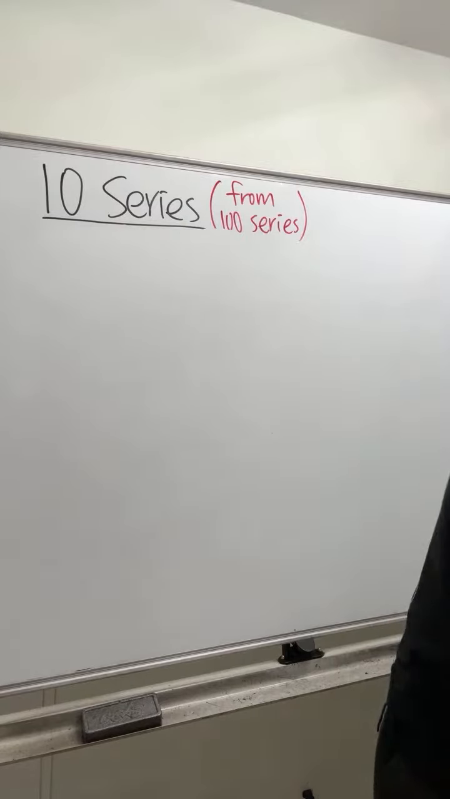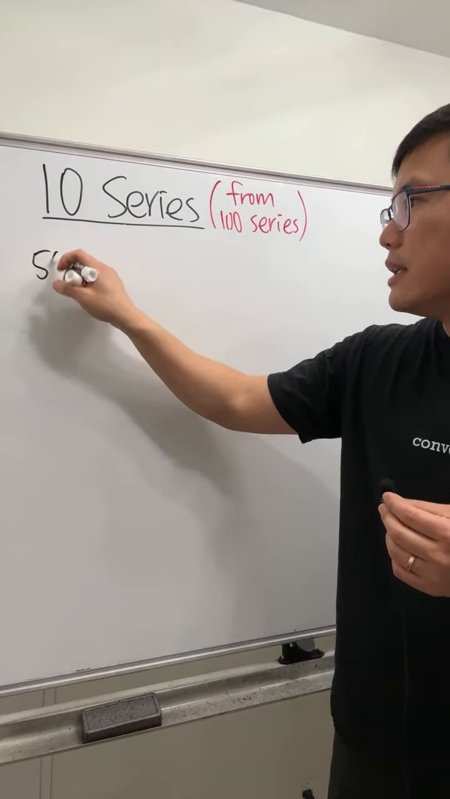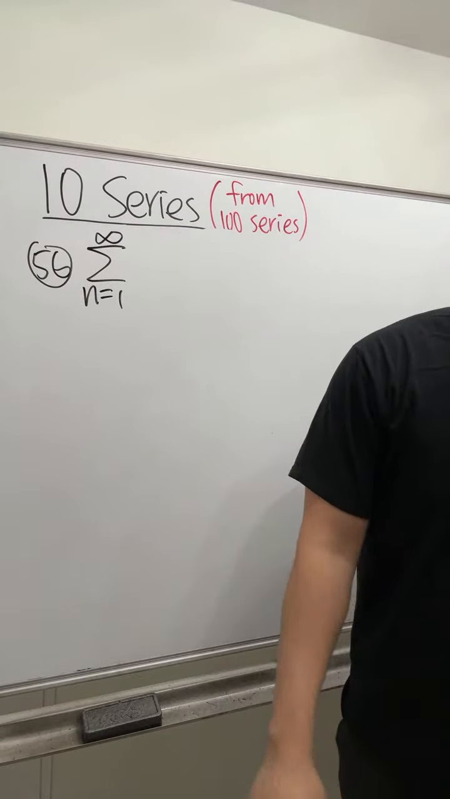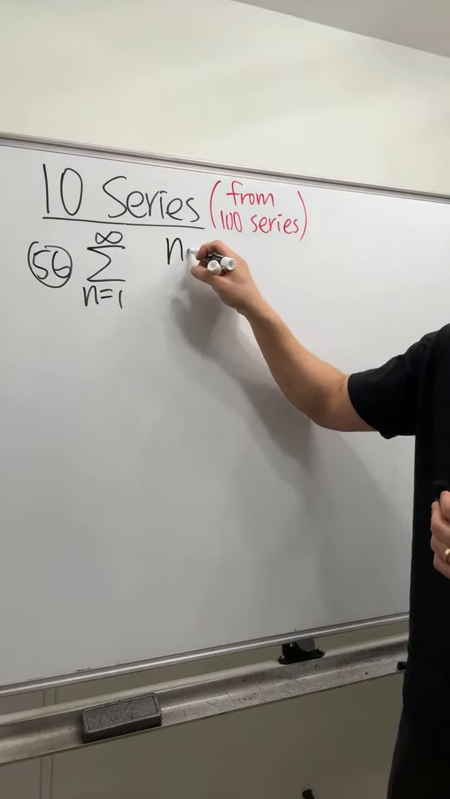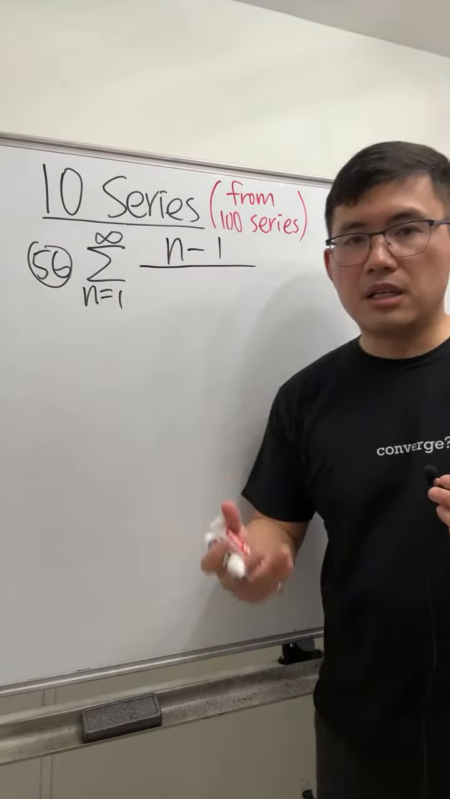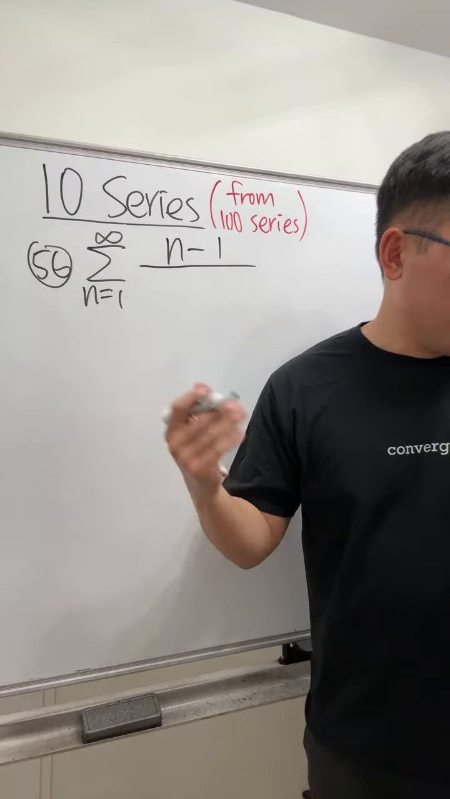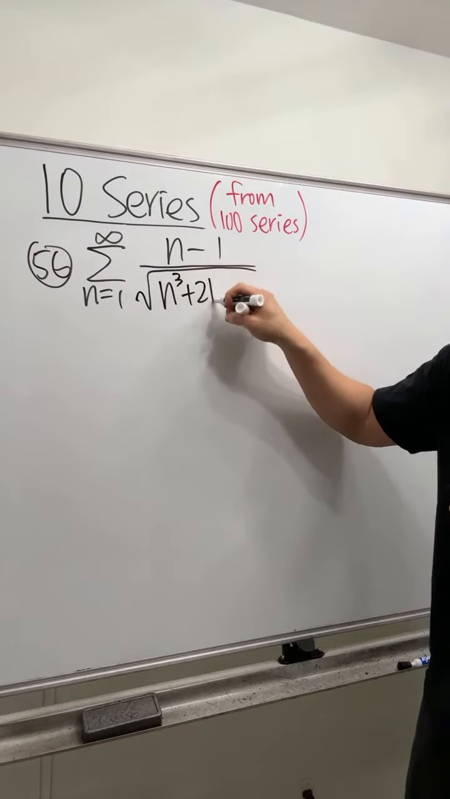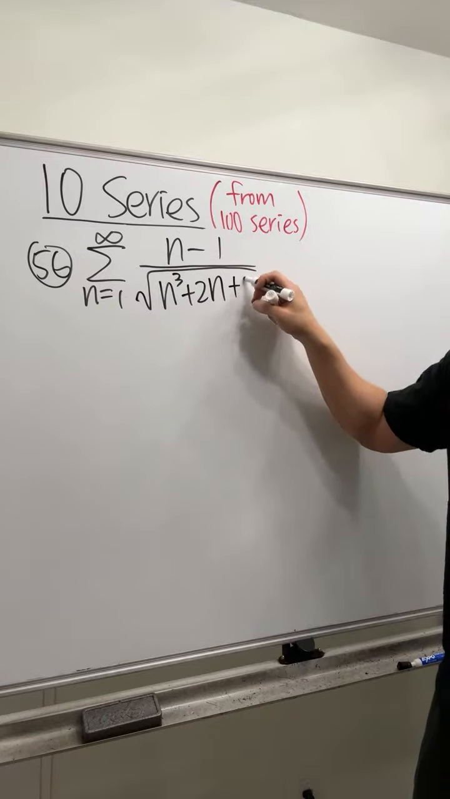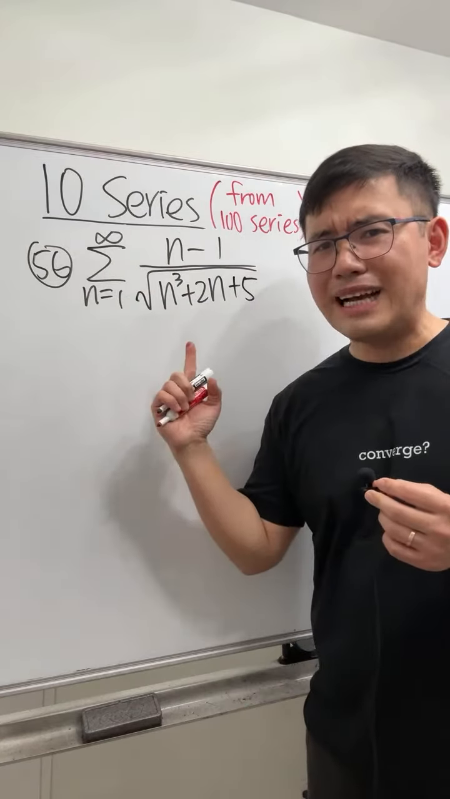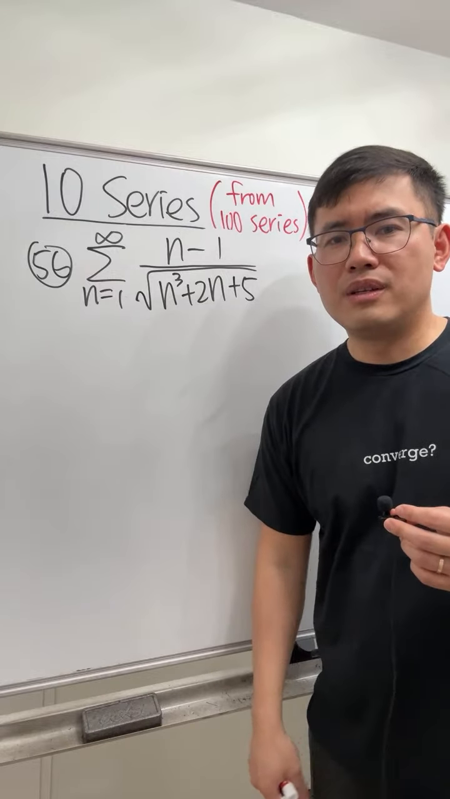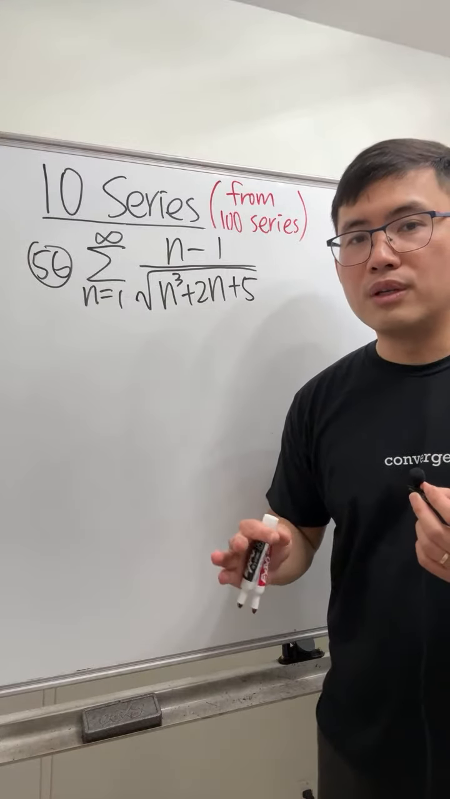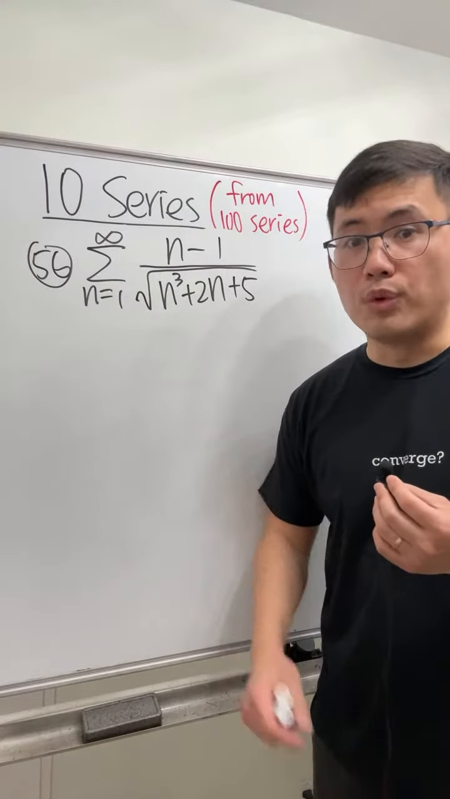Okay. Number 56. Here we have the series as n goes from 1 to infinity of n minus 1 over n to the third power plus 2n plus 5. This right here, I would say it's one of them that has a clear indication as well. You definitely have to know something like this for your Calc 2 final. And for this kind of question, it's straightforward. You can just do this and then most of the time it will work.